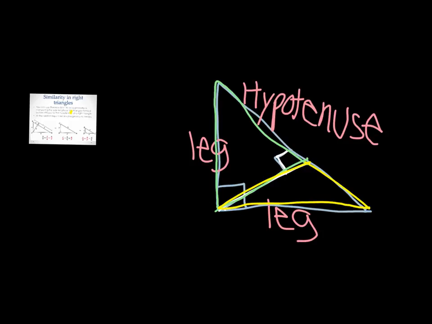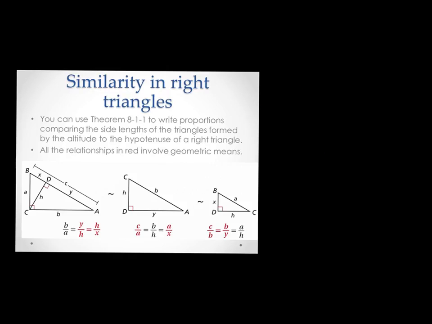Before I get into that, I should mention that the altitude, which is right here, is the geometric mean for the hypotenuse segments. So there and here. And now back with the three triangle thing. This shows the proportions made using those three triangles. So if you want to analyze that now, you can.